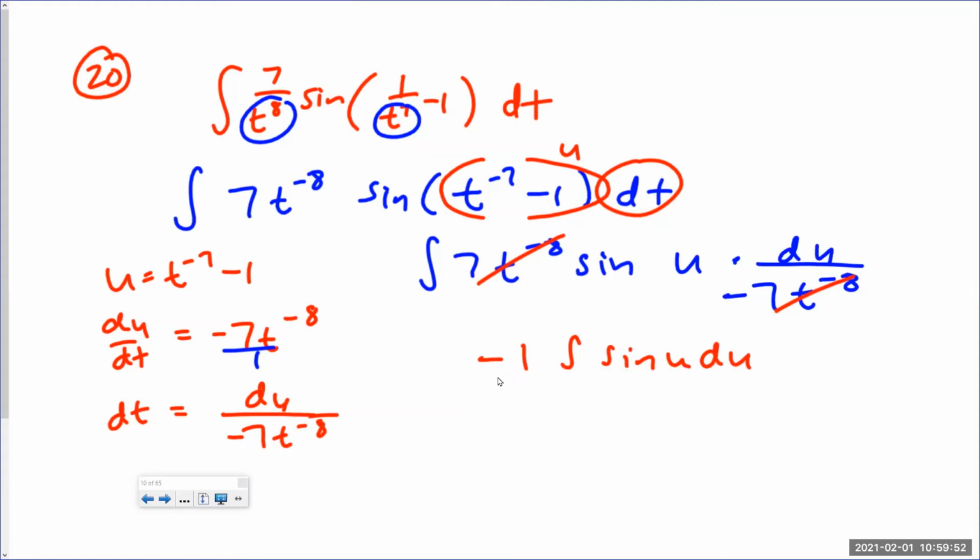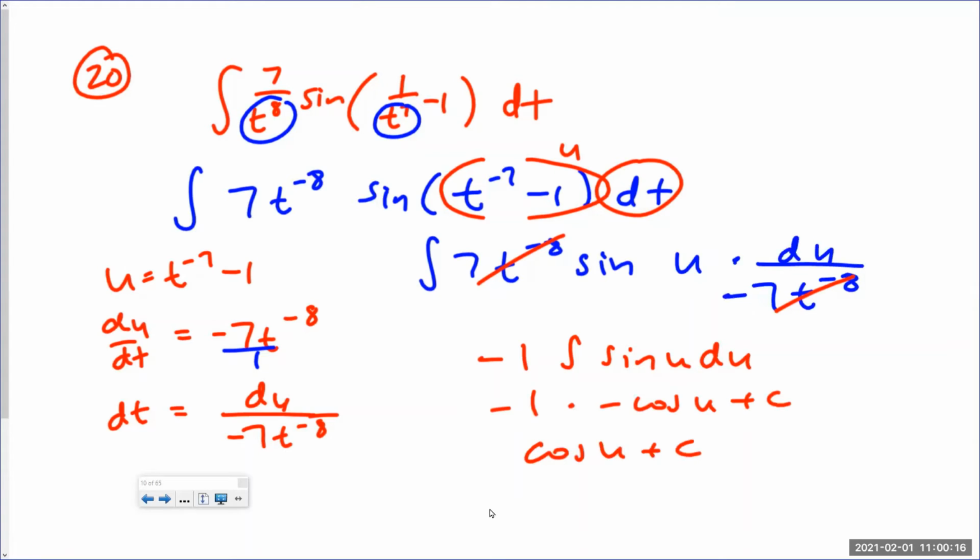And then, is this an easy antiderivative, or if it's a trig problem, is it on my formula sheet? Is this trig problem on my formula sheet? Yes. What is the integral of sine u? Negative cosine u. So that's negative 1, be careful, times negative cosine u plus Charlie. And what's negative 1 times negative 1? Positive. So there is my answer.